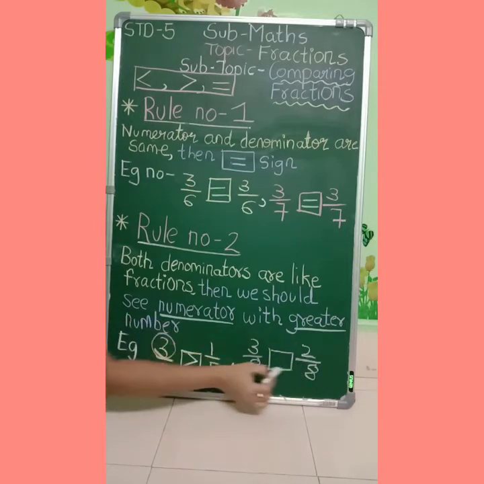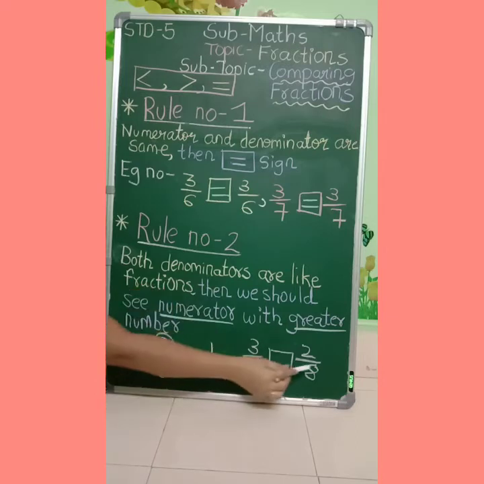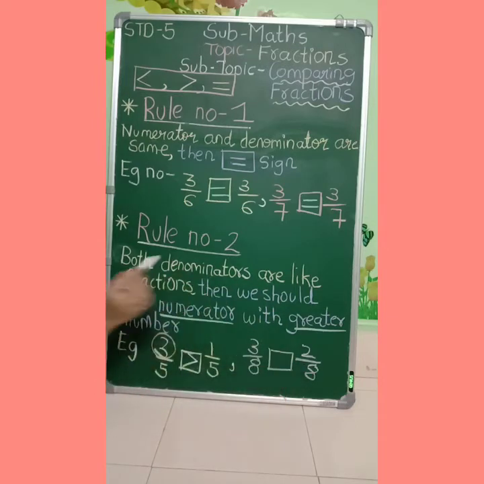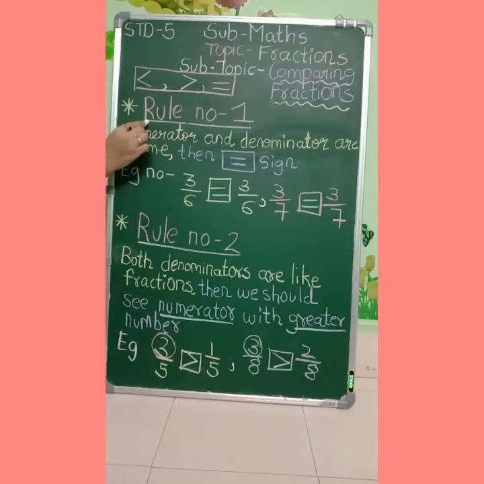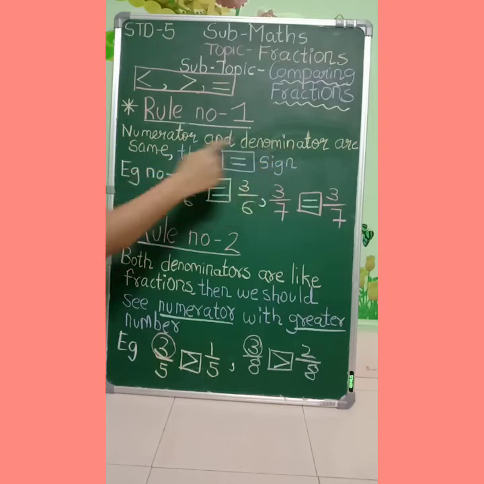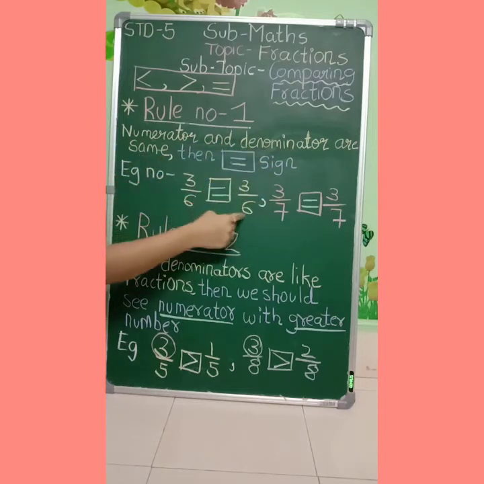If both the denominators are like fractions, both the denominators are the same, then you will see the numerator with the greater number. Which number is greater? In the numerator, 3 is greater. So this is the greater fraction. Understood? There are 4 rules. Rule number 1: numerator and denominators are the same, so you will put the equal sign.